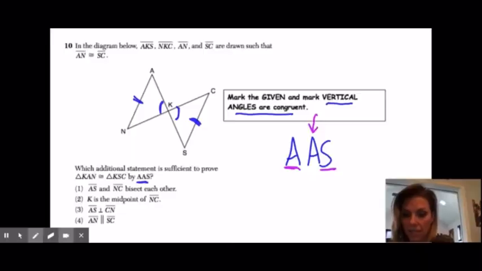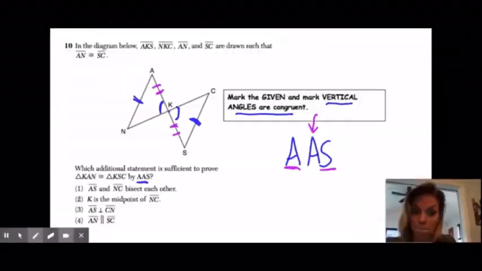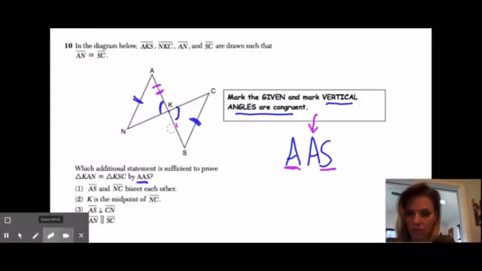If AS and NC bisect each other, then it's saying that these guys here are congruent. Let me just start with that piece. If they're congruent, do I have angle, angle, side? No, I have angle, side, side. Or side, side, angle. We know we can't have bad words here, so let's get rid of that. That doesn't work.